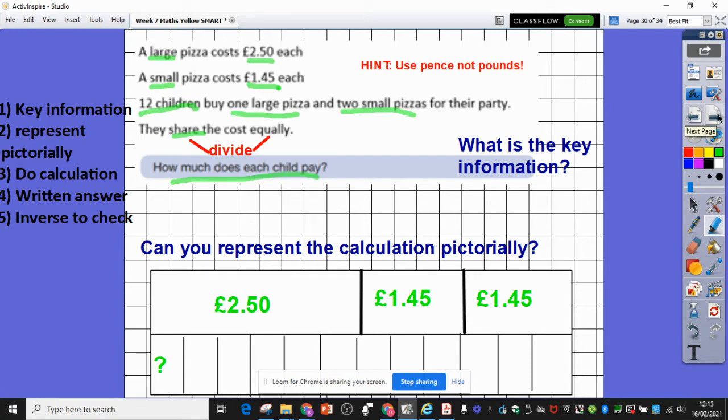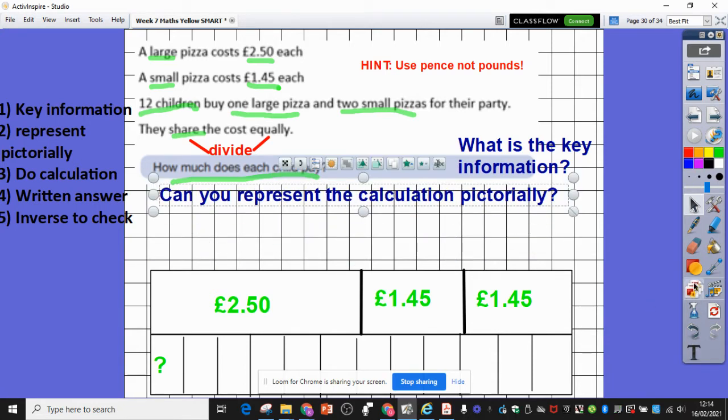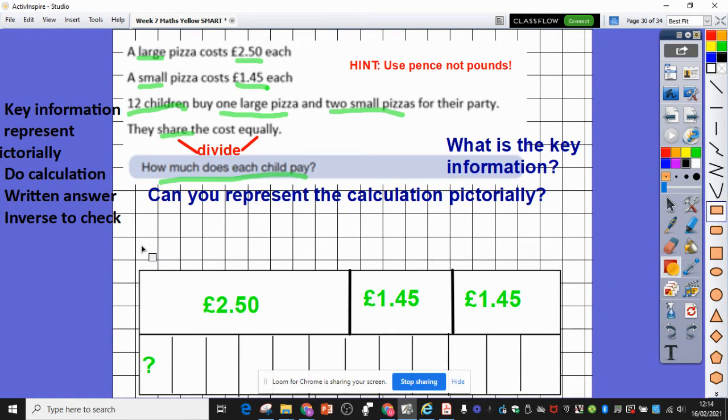So the first thing I have to do is represent what we've got pictorially so far. So I've underlined the key information. Let's represent it. Well, I know that my top bar includes one large pizza at £2.50 and two small pizzas at £1.45 each. So I've got 250 pence, 145 pence and 145 pence. Now they're going to share the cost of all that equally between 12 of them, and that's what this bottom bar represents. But I needed to draw another bar up on the top here so I can add all these up. So let me just give you an example.